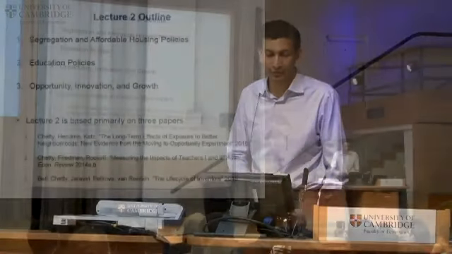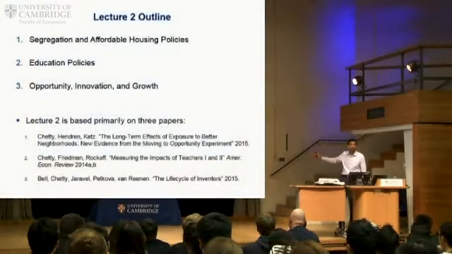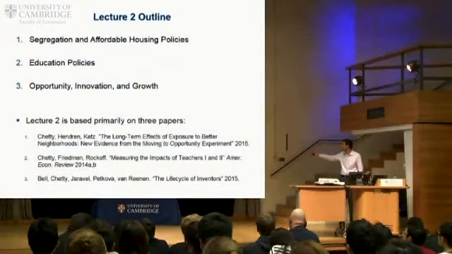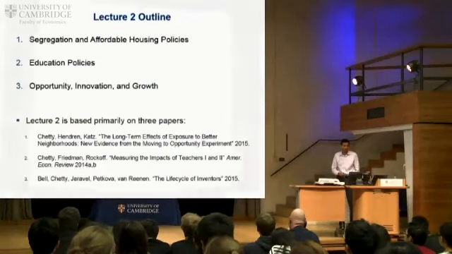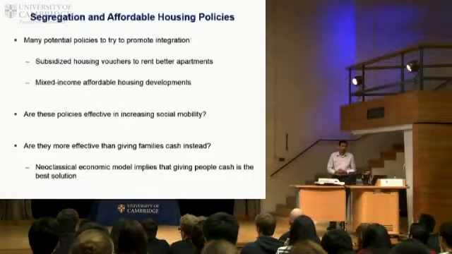a study of the Moving to Opportunity experiment, which we'll put out in a couple of weeks, a pair of papers that were published in the American Economic Review last year on measuring the impacts of teachers, and another study on the life cycle of inventors, which is work in progress. Okay, so let's start with part one on segregation and affordable housing policies.